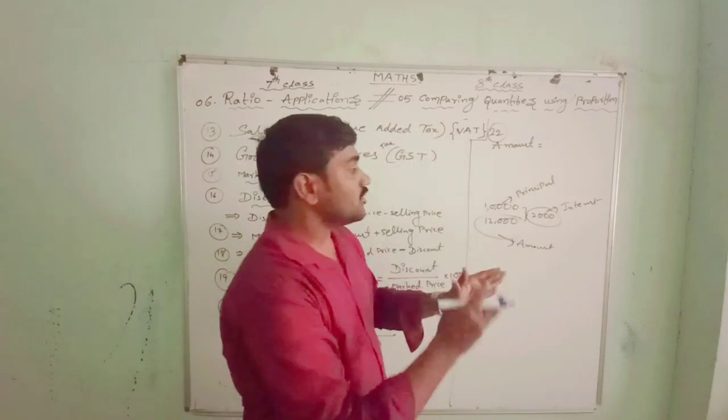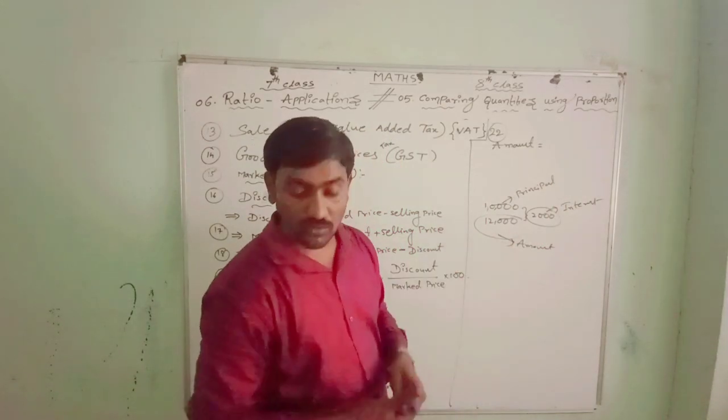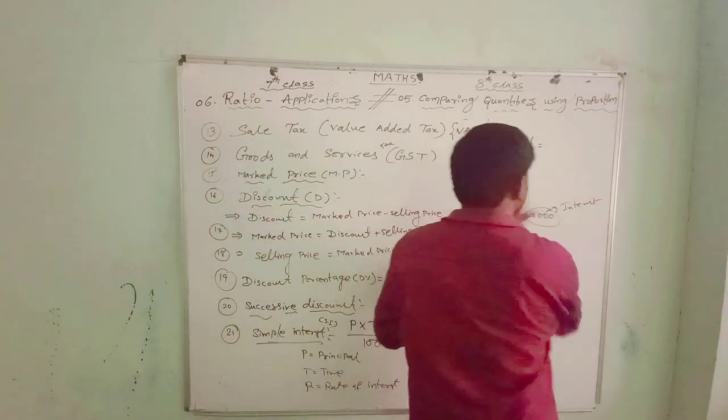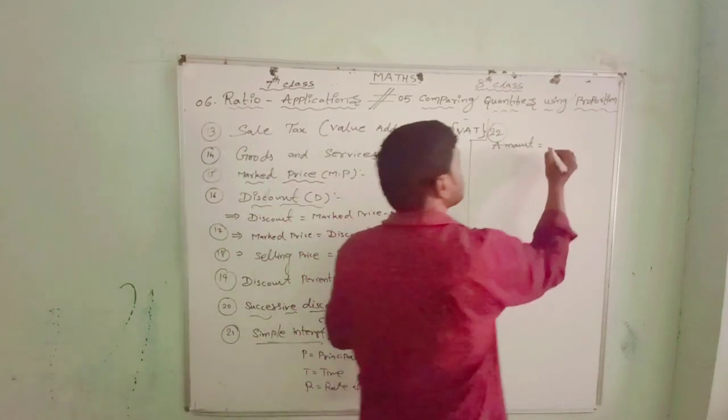Principal amount, original amount plus interest amount. Original plus interest is known as amount. Original amount, nothing but the principal, plus interest is known as amount. Amount in the sense what here?